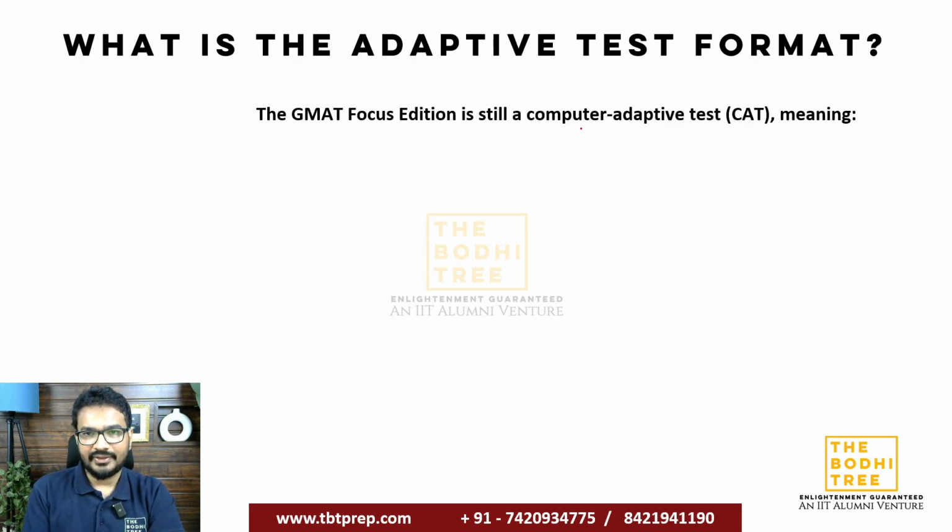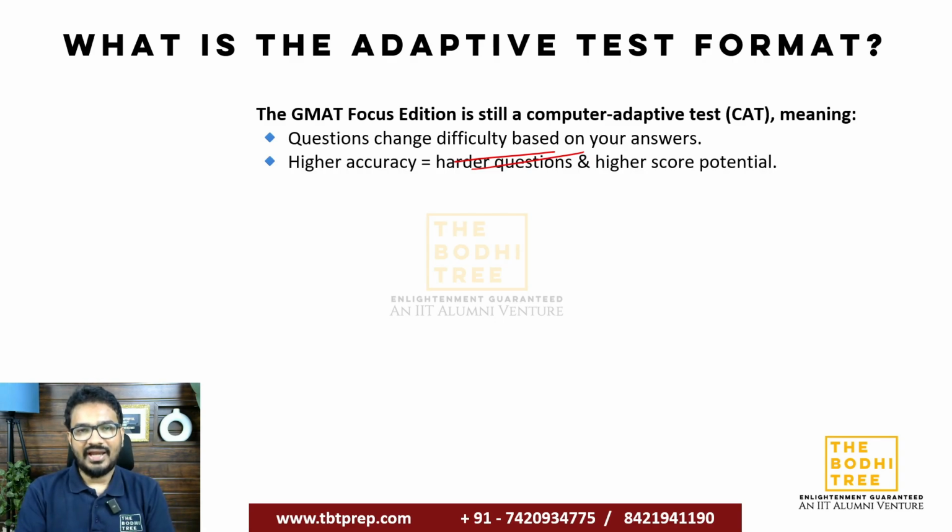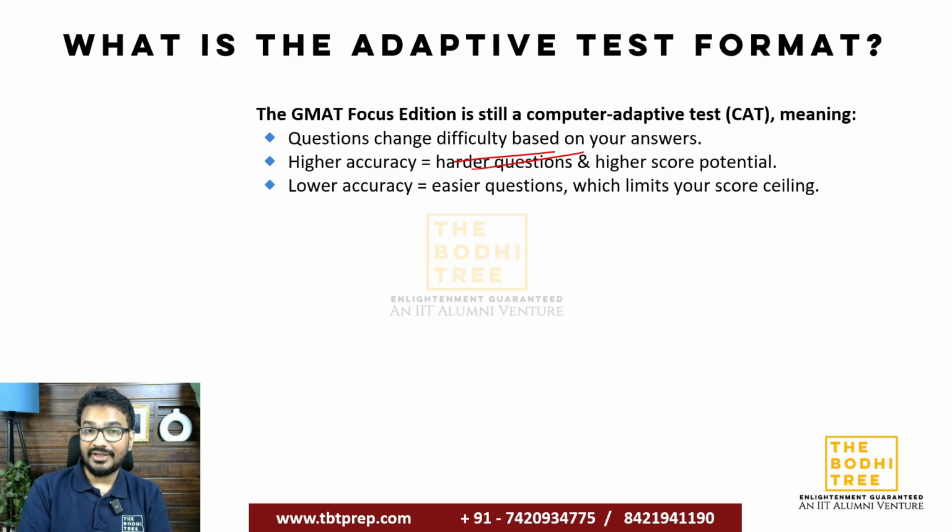It's still a computer adaptive test, that is CAT. Questions change difficulty based on your answers. If you have given the right answer to a particular question, based on that the next question's difficulty level changes. Higher accuracy, harder questions, and higher score potential. Lower accuracy means if the next question is an easier one, there is a high possibility that the previous answer was marked wrong. But this we are discussing from the old edition format.